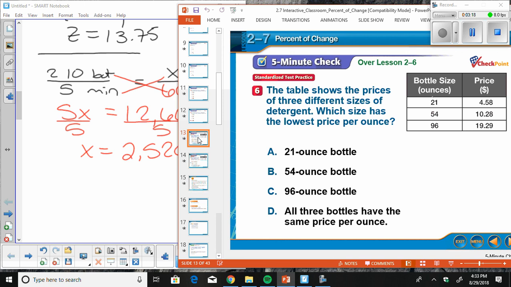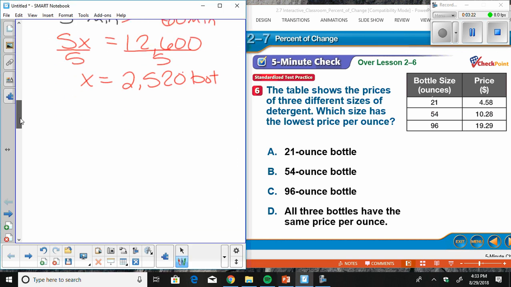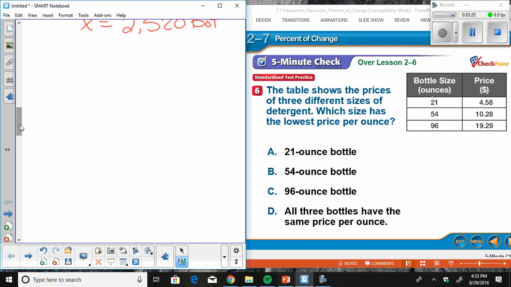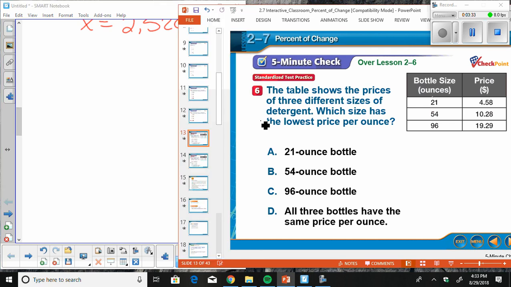This is a 5-minute check still. The table shows the prices of three different sizes of detergent. Which size has the lowest price per ounce? So they told us right there, lowest price per ounce. Okay, price per ounce. So I have to do that for each one.